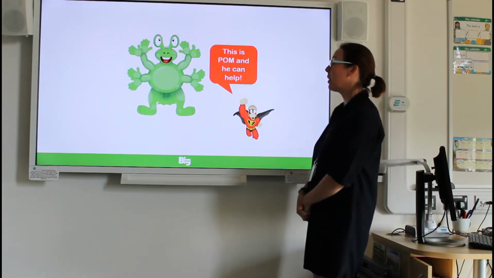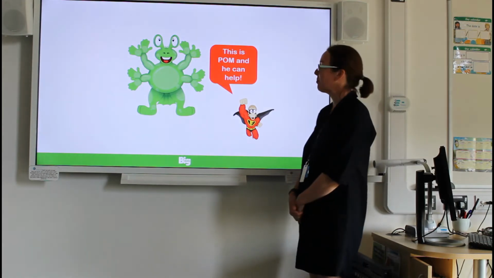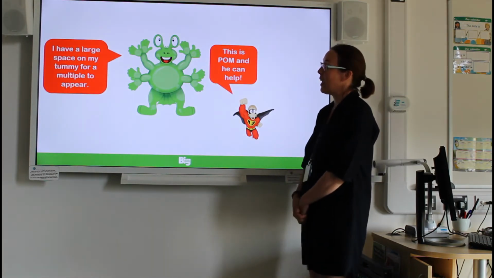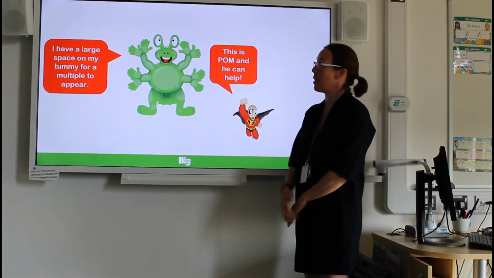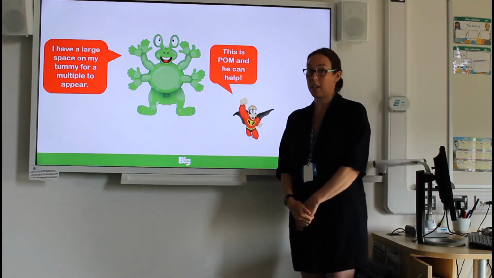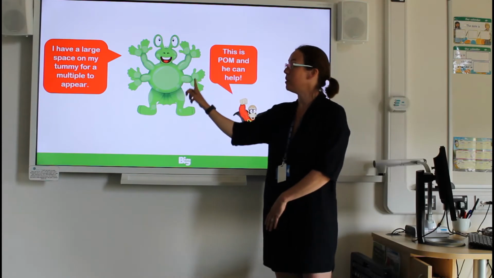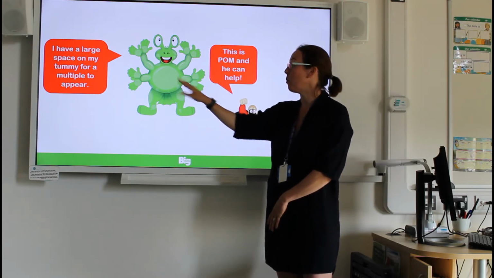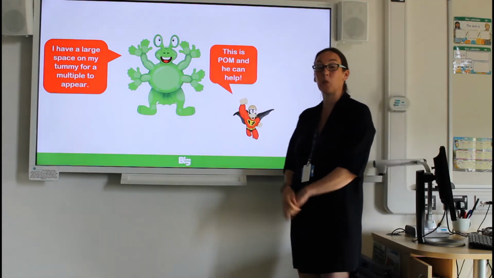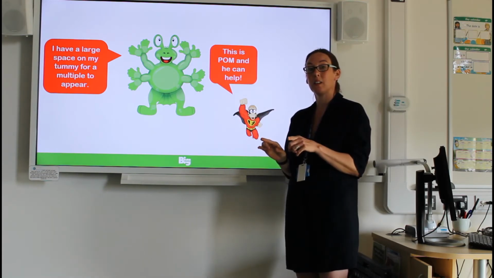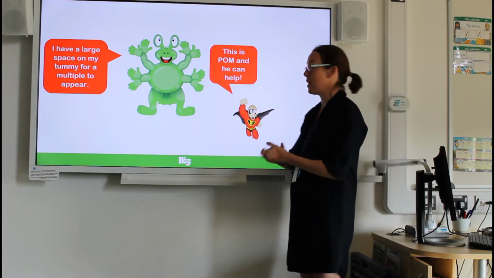So this is Pom, and he's going to help us today. He has a large space on his tummy for a multiple to appear. Okay, so we are going to see a multiple of a number appear on Pom's tummy, and we are going to see if we can generate statements about that number that appears on his belly. Let's have a look.